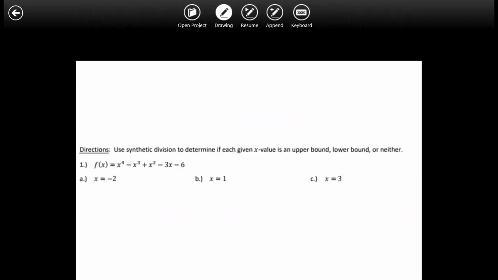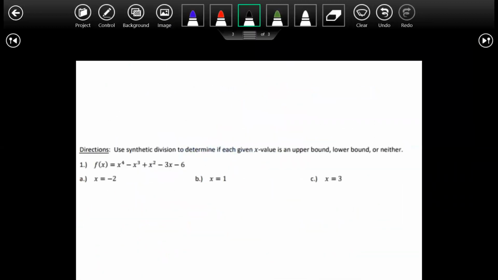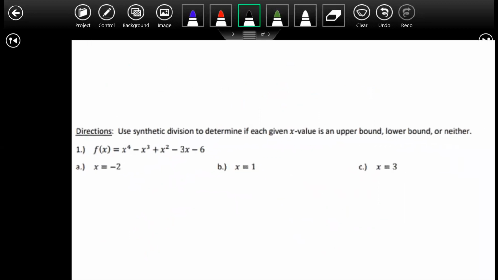So don't worry about that. Let's copy down this one. This one, just jump into examples. It's going to kind of make sense. It says, use synthetic division to determine whether the values are an upper bound, lower bound, or neither. You're going to have 2 examples like this on homework. It's going to give you values. Check to see whether they're upper or lower bounds.